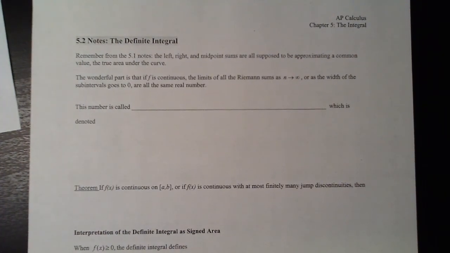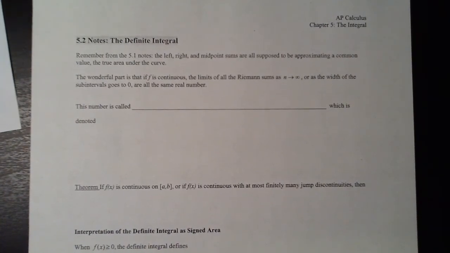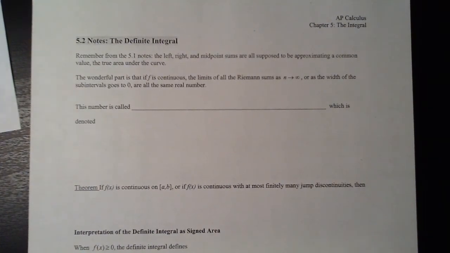All right, so some of the stuff that we did in 5.1 was a very, very introductory idea to this area under the curve. And this first line kind of sums it up. We talked about the left hand Riemann sum, the right hand Riemann sum, the midpoint Riemann sum. These aren't just random values that we are trying to estimate. They're actually supposed to be leading us to the true area under the curve. So the left, the right, and midpoint are all approximating the exact same thing. Obviously, they're going to show up different because we've got different left endpoints, right endpoints, midpoints.